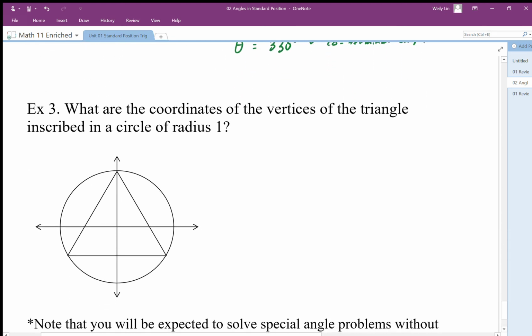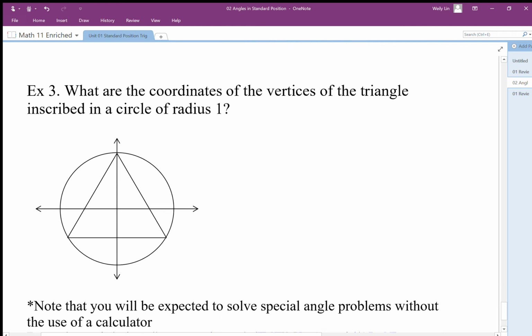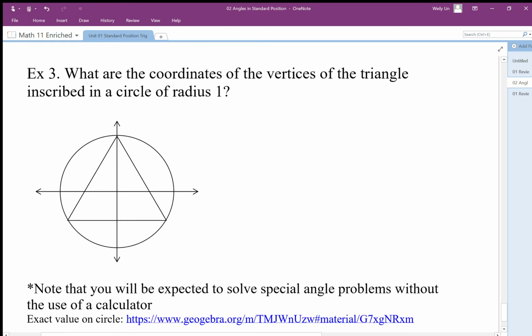Okay, so the last one here, we want to work out the vertices of this triangle. So I'm going to start with the easy one here. So this one here, that position here is going to be 0, and let's say that this radius is 1. So that position there is pretty straightforward. We go 0 to left, 1 up.